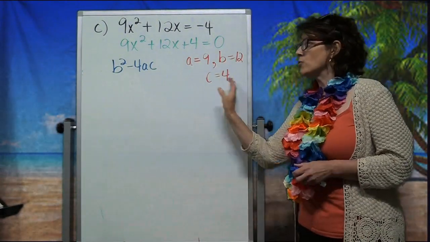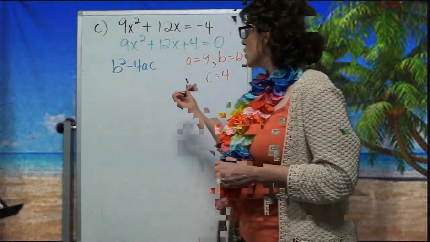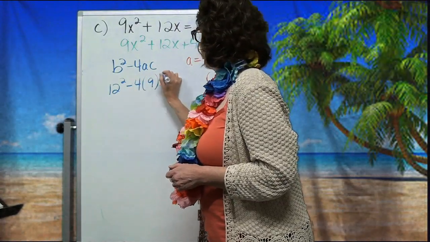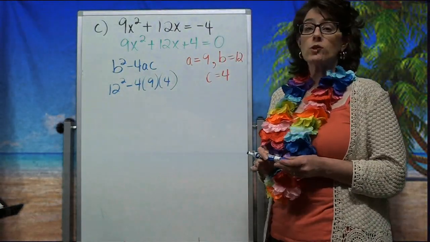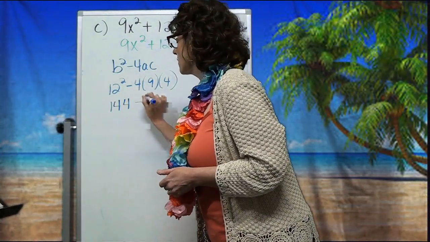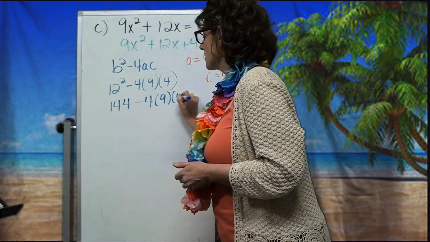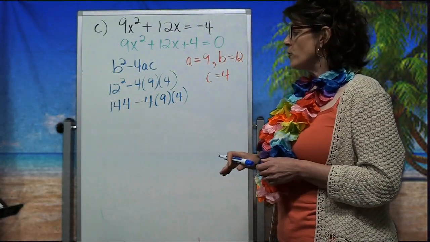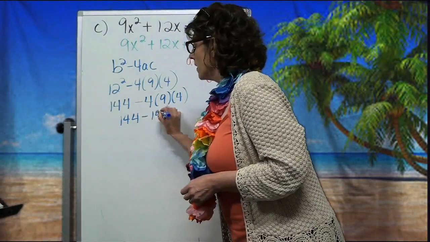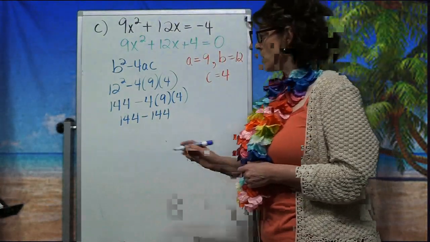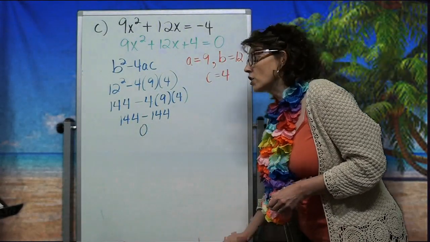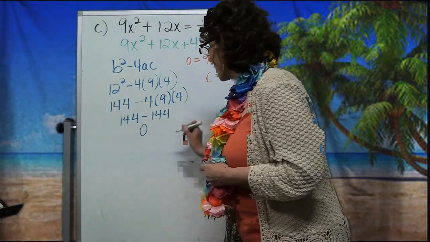So now I can take these 3 numbers and plug them into my discriminant. So b squared would be 12 squared, a is a 9, c is a 4. According to order of operations, I do my exponents first. So I get a 144 here, and now I'm going to do that multiplication next. So 9 times 4 is 36. 36 times 4 is a 144. And now when I take 144 and subtract 144, I get a 0. Remember that this is what's going to go under the radical in that quadratic formula.